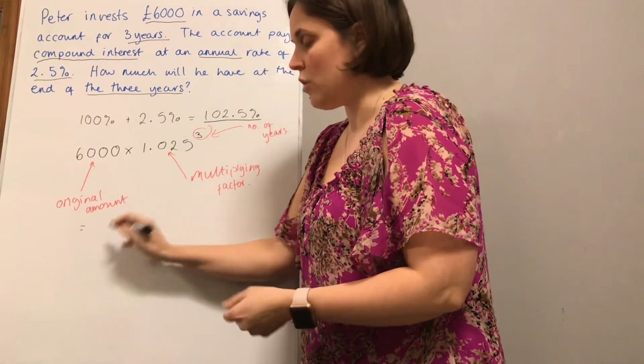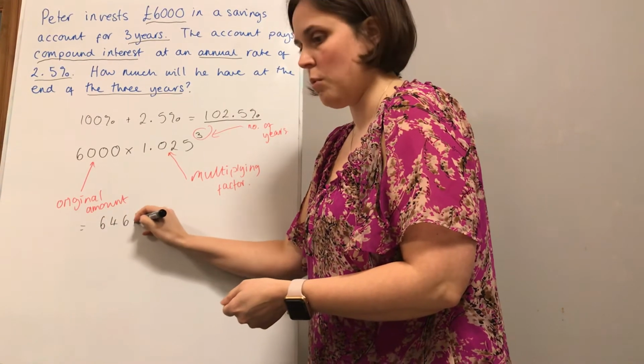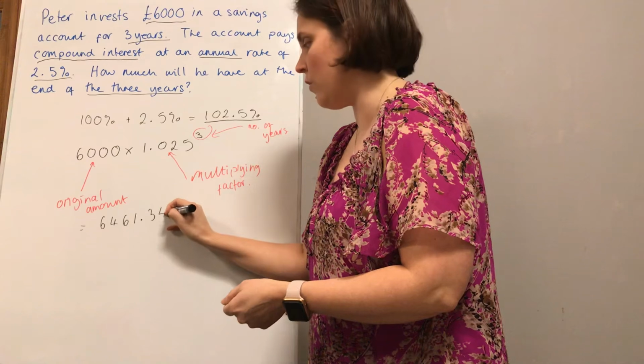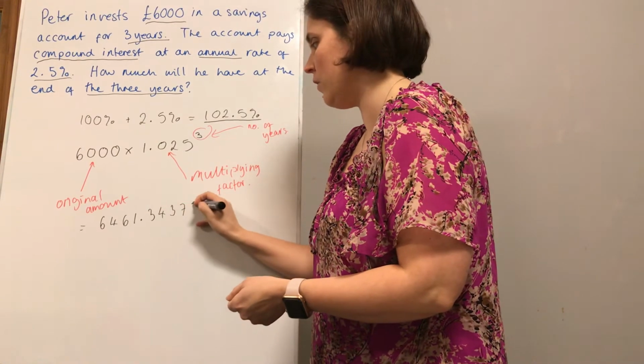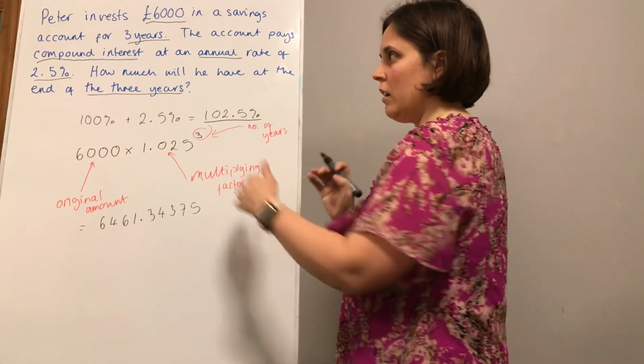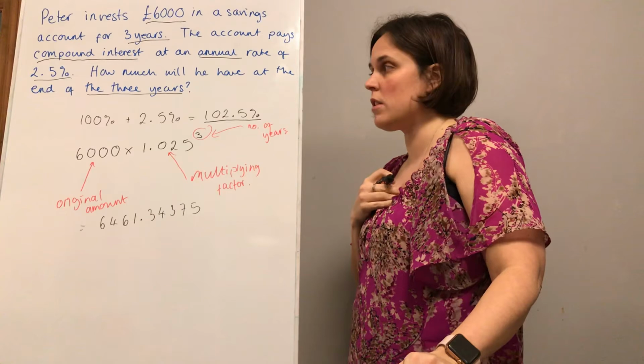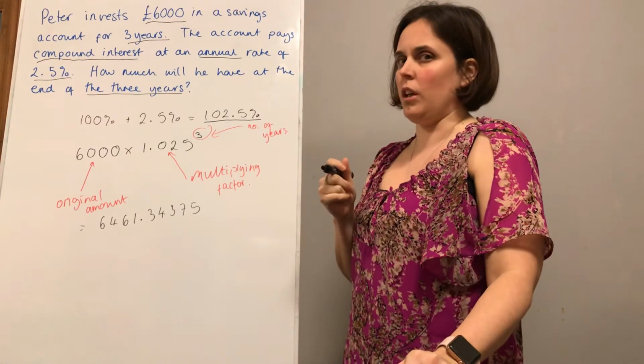Now if you do that, your calculator will give you this answer, 6461.34375. Now, we have to make sense of that. There's no clue in the question. They don't tell you how to round your answer. But is there a clue?